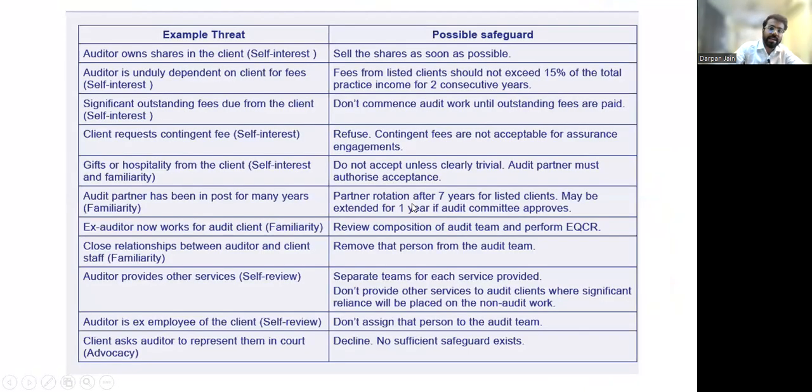Now, in the next slide, I've given some examples and the possible safeguards. Just read them once and let me know if you have any doubts in any one of them. Some examples of threats, and some safeguards are written here. See them and let me know where you have doubts. What did you not understand? See this. I give you five minutes. Read all of them. Quickly. Don't waste time.